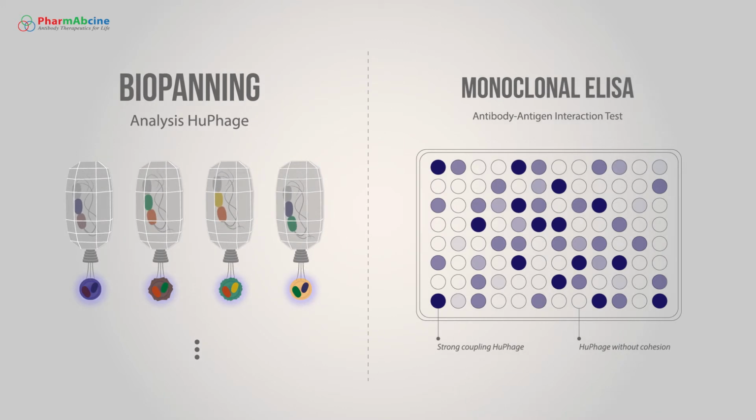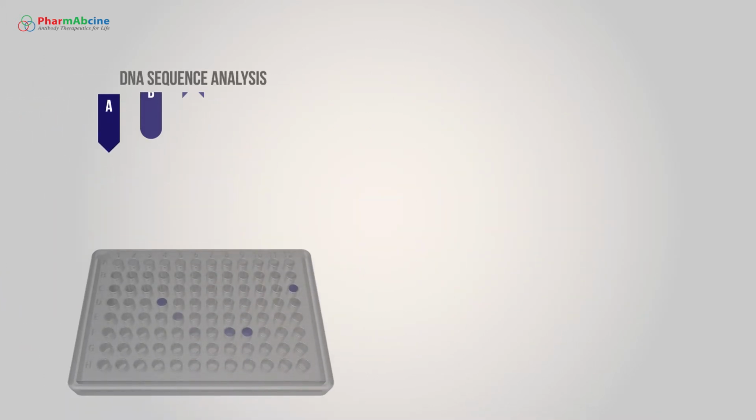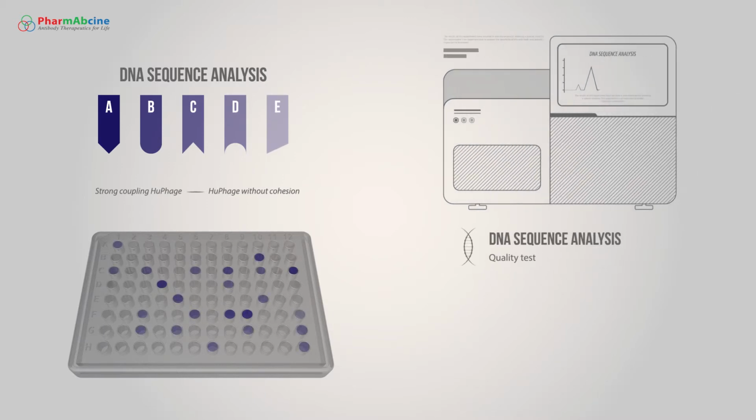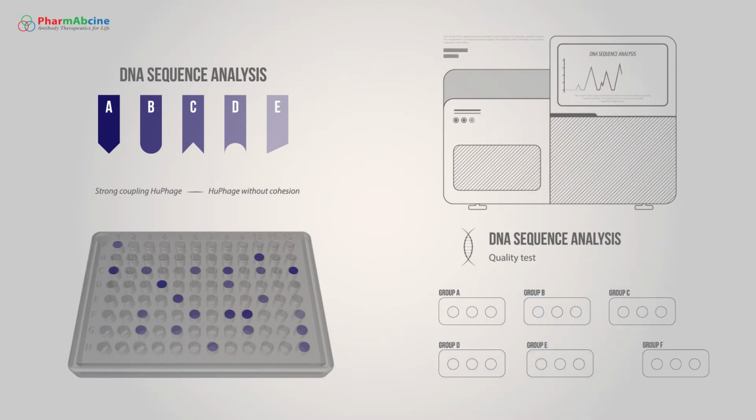ELISA analysis allows us to pinpoint the HuPhage candidates for sequence listing analysis based on their color reactions. The result will show a few HuPhage groups having the same sequence list, and these groups will be reborn into a candidate material as the best suited antibody.